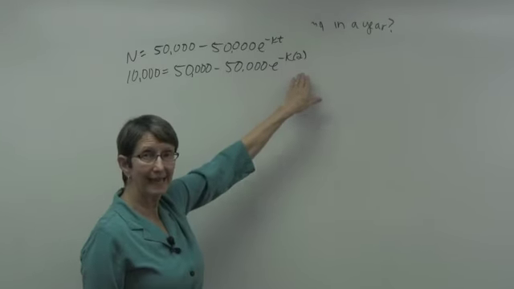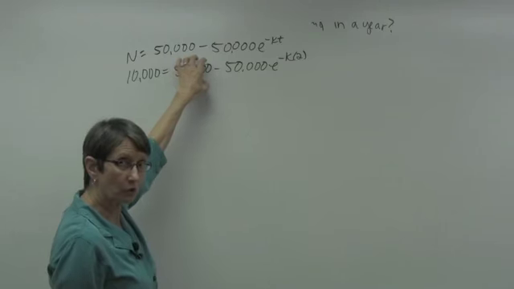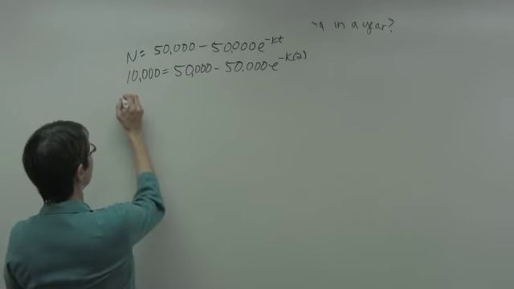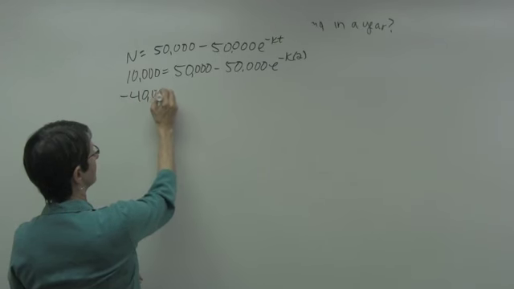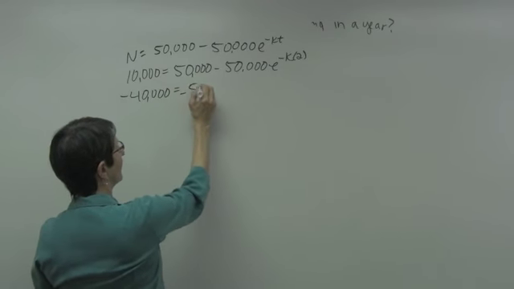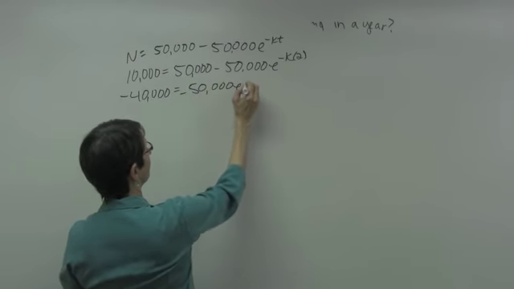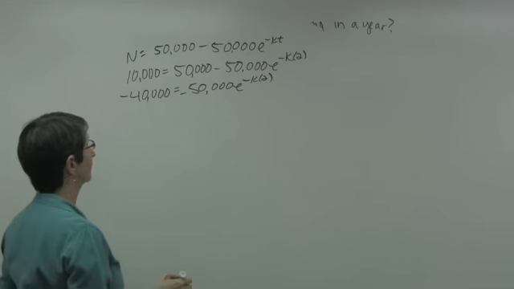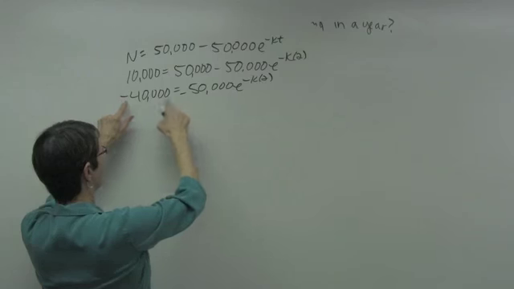To isolate the k, start the farthest away from it. I need to get my 50,000 to the other side, which gives me negative 40,000 equal to negative 50,000 e to the negative k times 2. And I divide by my negative 50,000. Two negatives make it positive.